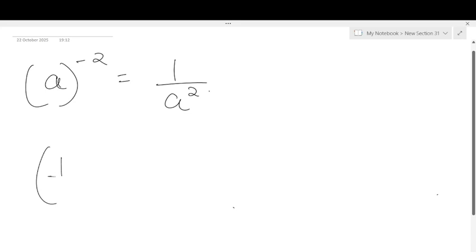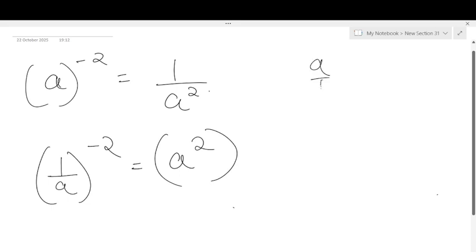Now, what if I write like this? 1 by a to the power of minus 2. Where is a? Numerator or denominator? If you reciprocate, what will you get? Where will a go? Numerator or denominator? So the answer will be a to the power of 2.